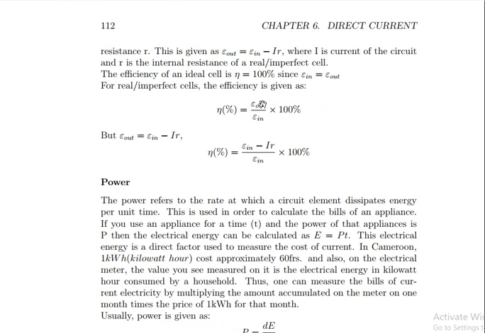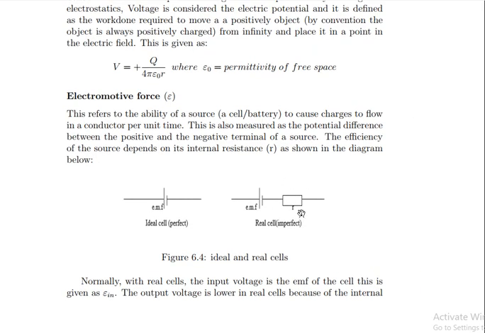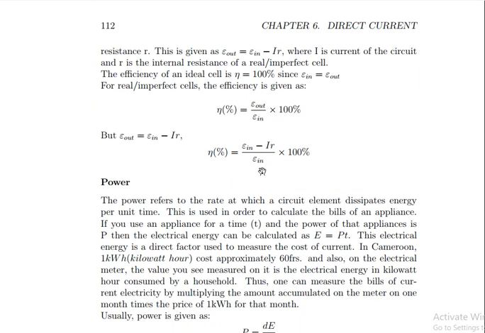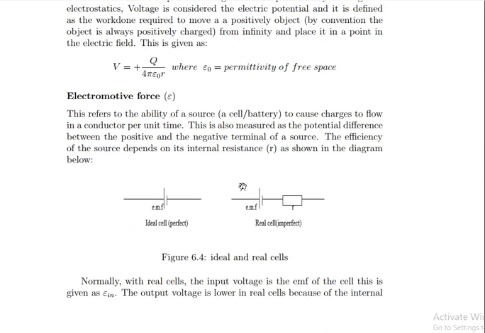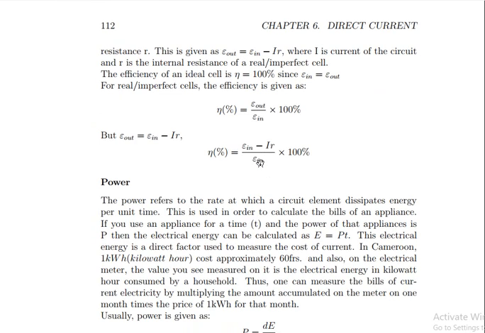So now the power input, the EMF, the efficiency of a cell is going to be given as the EMF output over the EMF input times 100%. The EMF output is going to be the EMF input minus the voltage that is lost via the internal resistance, which is minus IR, divided by the total EMF produced by the cell. So the efficiency is going to be the EMF input minus IR over the EMF input times 100%.